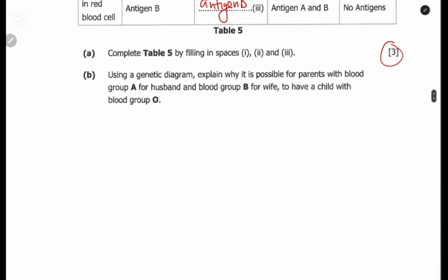Then B question: using the genetic diagram, explain why it is possible for parents with blood group A for husband and blood group B for wife to have a child with blood group O. So blood group O is recessive. Therefore, to be expressed, you need both alleles to be O. So this can only be possible if the person with blood group A has alleles A and O, and also the one with blood group B has B, O.